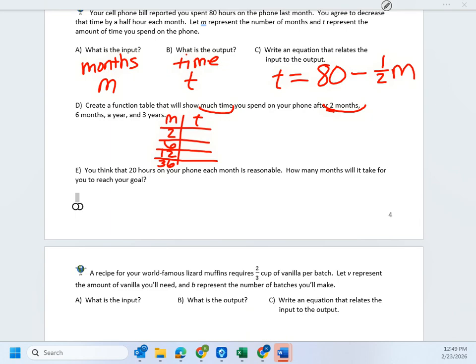Let me see how you wrote it. I'm just curious. I did 80 hours minus 30. Oh, you converted it from a half hour to 30 minutes. I guess that works. Yeah, it's the exact same thing.